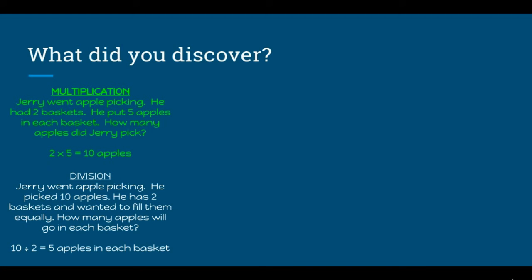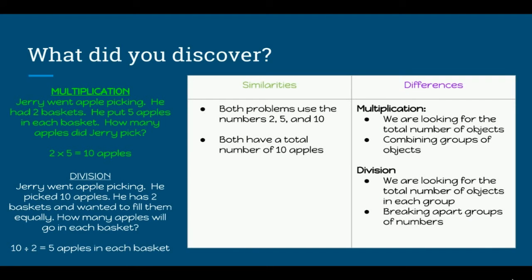Let's talk about what you discovered. Some similarities you might have noticed were that both problems use the numbers 2, 5, and 10. Both have a total of 10 apples. The differences might have come with the actual operations. In the multiplication problem, we were looking for the total number of objects, and we were combining groups of objects to find the total number of apples. But in division, we already had that total number of apples. We were looking for the total number of objects that went in each group. Instead of combining groups, we were breaking apart groups of numbers.